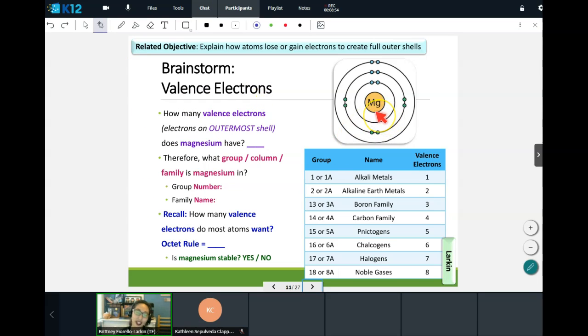So let's take a look at magnesium. We want to know how many valence electrons on the outermost shell magnesium has. First, grab your whiteboard pointer tool, your colored pointer, and point for me where is the outermost shell of magnesium. Point to the outermost shell.